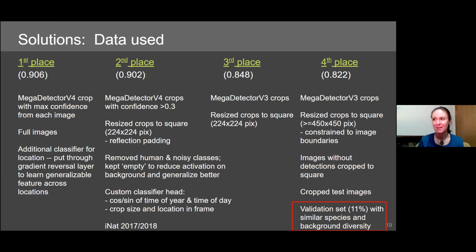The fourth place guy did discuss in detail how he put a lot of thought into his validation set. So he did exactly what you're saying. Yeah. Too bad he used Megadetector version 3. I know, right?